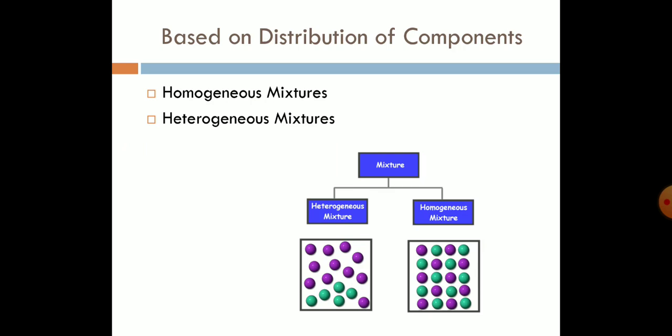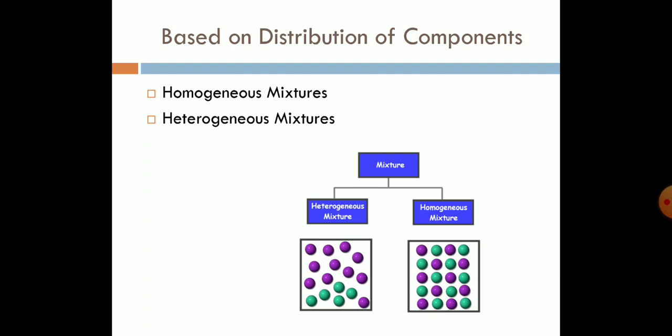Look at the picture given below. I have two colored balls. One is the purple ball, the other is the green ball. Now the purple ball and the green ball are neatly arranged one after the other in the homogeneous mixture, whereas in the heterogeneous mixture they are not arranged at all, they are just put as they are.